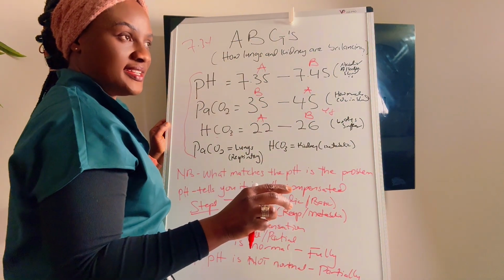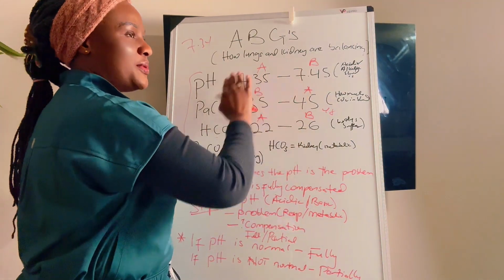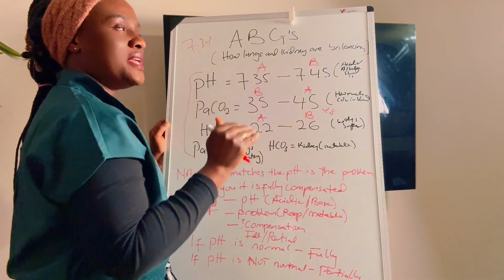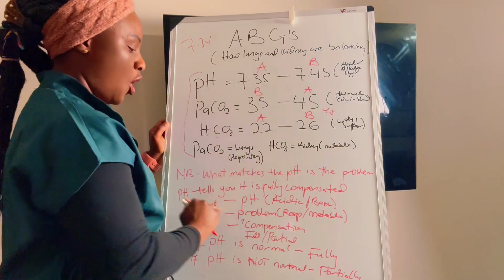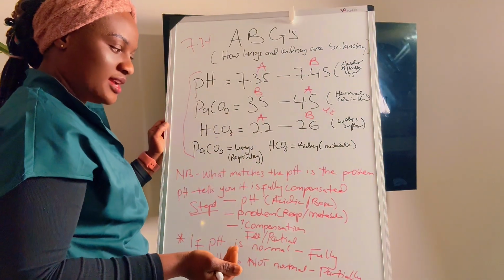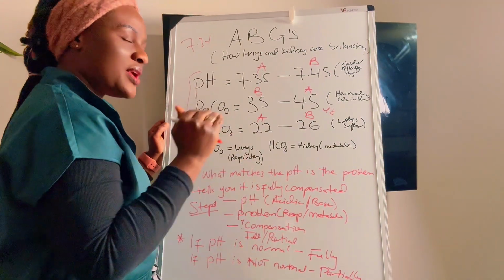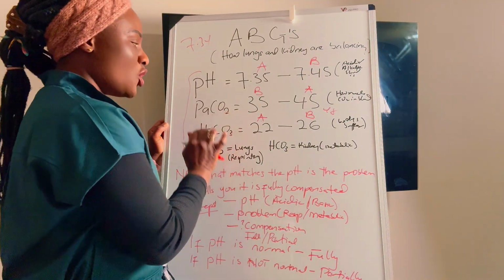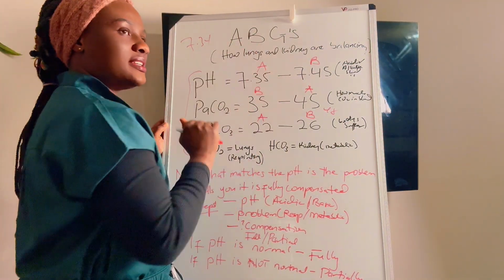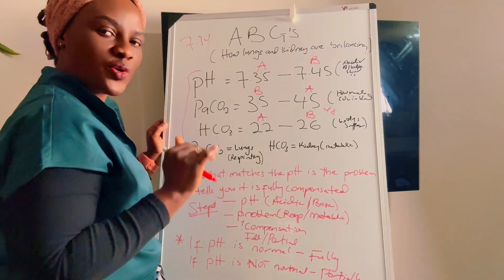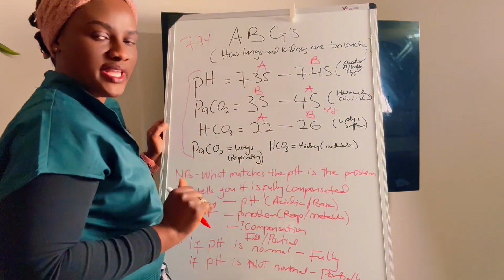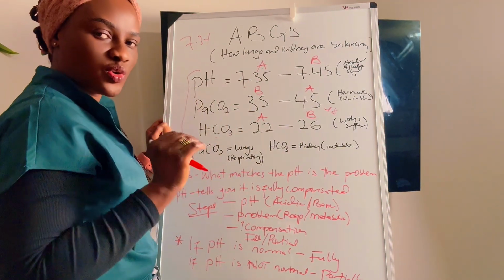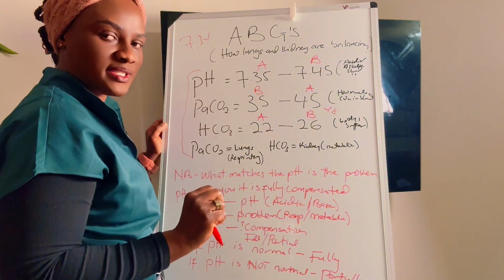So we always have to start with the pH. We have to figure out, is the pH acidic or basic? When we figure it out, then we have to ask ourselves, what is the problem? Is it the CO2 that is matching the pH, or the HCO3 that is matching the pH? Because that is what is going to help us know what the problem is.